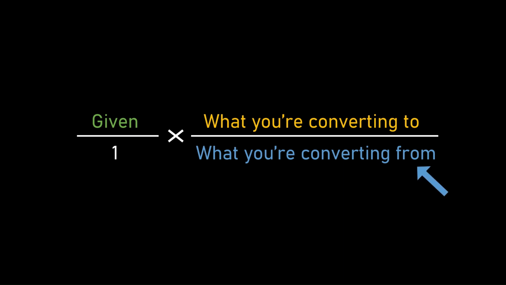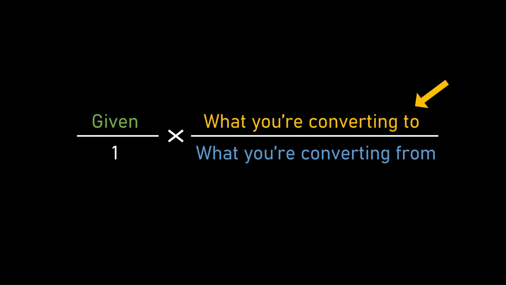The second variable is called what you're converting from. It is also a number and a unit. The unit will always be the same as the given, but the number comes from a different place. Instead of being provided to you, the number will come from the equivalent you use. The third variable is called what you're converting to. Like the other 2 variables, it is both a number and a unit, but in this case, the unit will be different from the previous 2. This unit is the unit that you will be converting to based on the equivalent you use. The equivalent is also where you'll find the number for this variable.